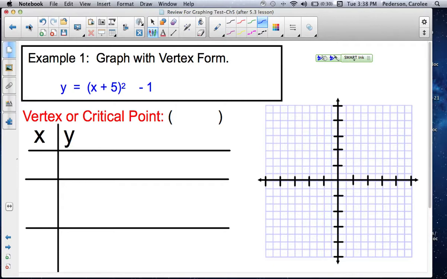I would say this example you don't need to write down. We've done some of these already in class. We want to graph this equation. So we identify the critical point. Let's look inside the function. This is telling me that I'm going to go to the left 5 units and then down 1. So my critical point should be negative 5, negative 1. So if I come over to my graph, I'm going to move left 5.